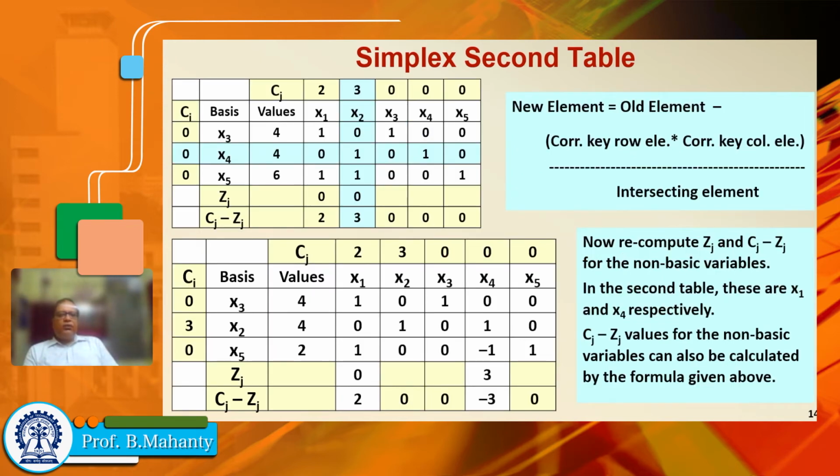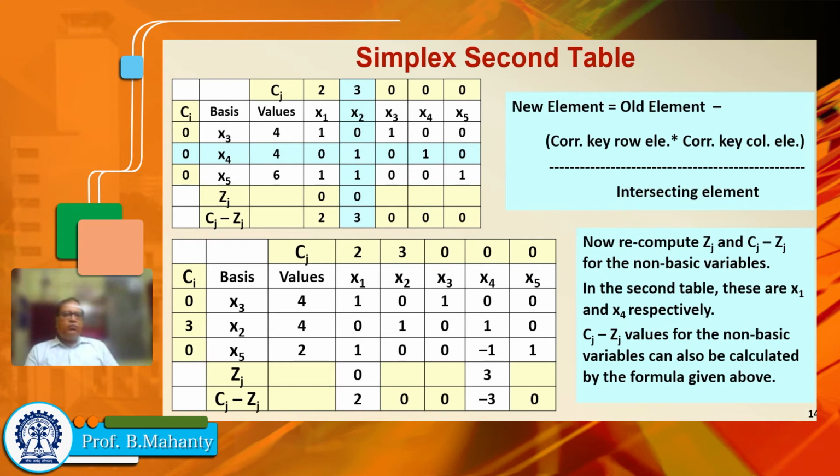Then we compute the Zj and Cj minus Zj values for the non-basic variables. In the second table, these are x1 and x4 respectively, because for basic variables we know they are zeros, so we can straightaway write zeros, or we may not even write. Then the Cj minus Zj value for the non-basic variables can be calculated by the formula given above. So the formula is already known. That is what is being said here. They can also be calculated by this formula.